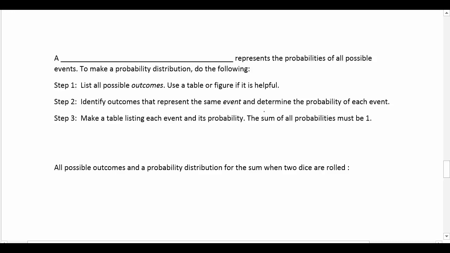All right, a blank represents probabilities of all possible events. That's kind of silly. A probability distribution, the word's right underneath the blank. So in other words, we write out all the different possibilities that could happen. So we list all possible outcomes. Sometimes a table or some sort of organizational method is nice.